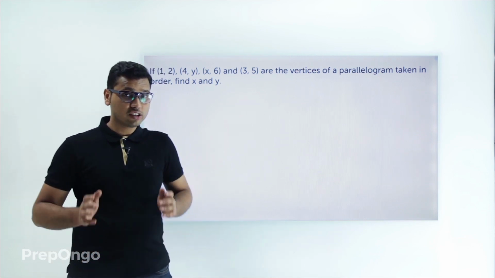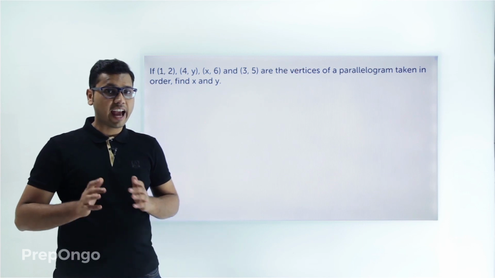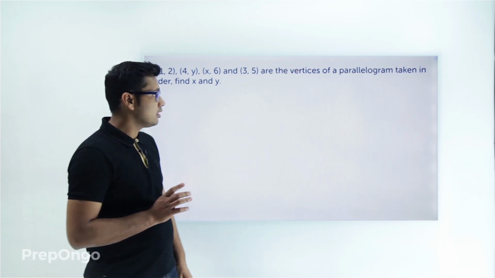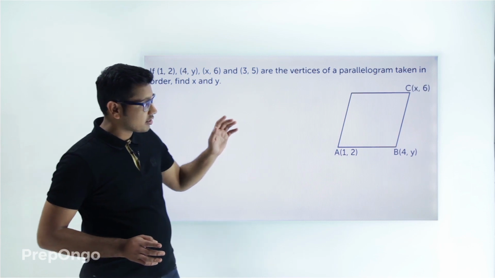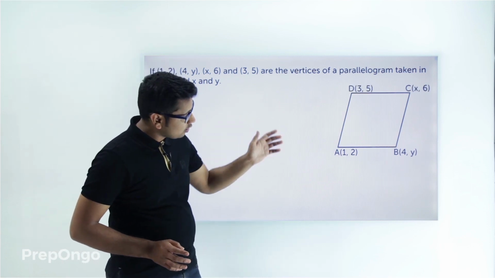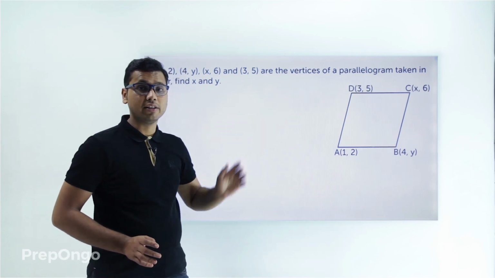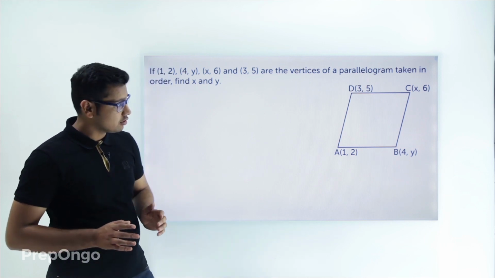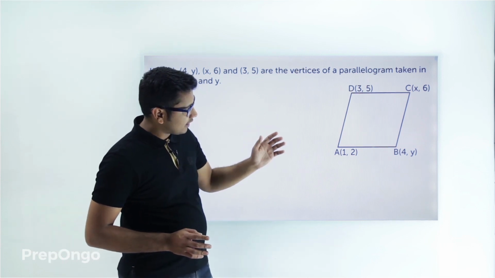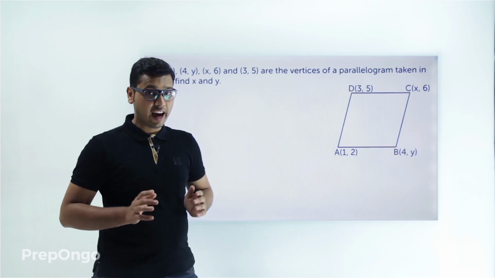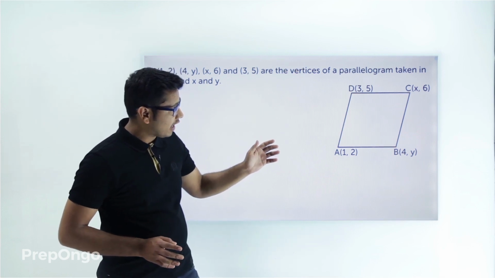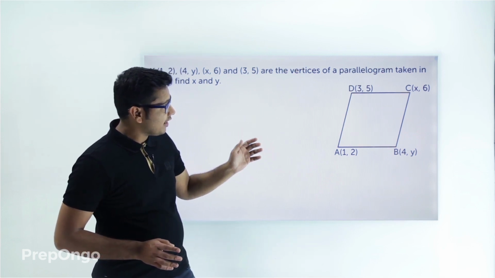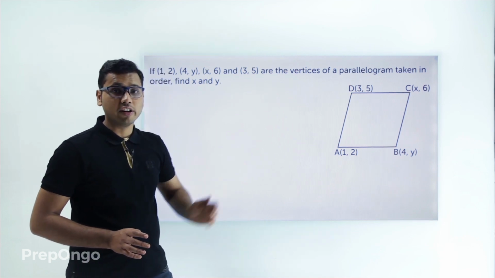Now to proceed for this question, we need the diagram first. So let's draw the diagram. Now in this diagram, we had constructed a parallelogram and all the 4 coordinates are marked. Now we have to find out the values of x and y. To find them, we have to find a relation between all these coordinates.